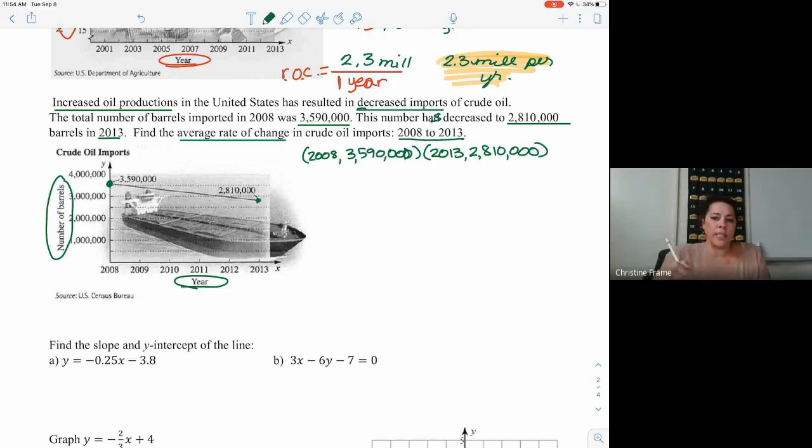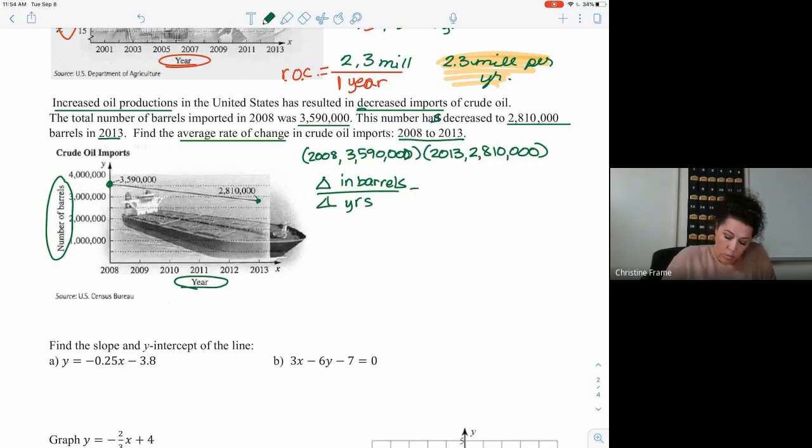So how much is it going down every year? That's what we want to know. How much is it decreasing every year? So we're going to do change in barrels over change in years. So we'll plug that in.